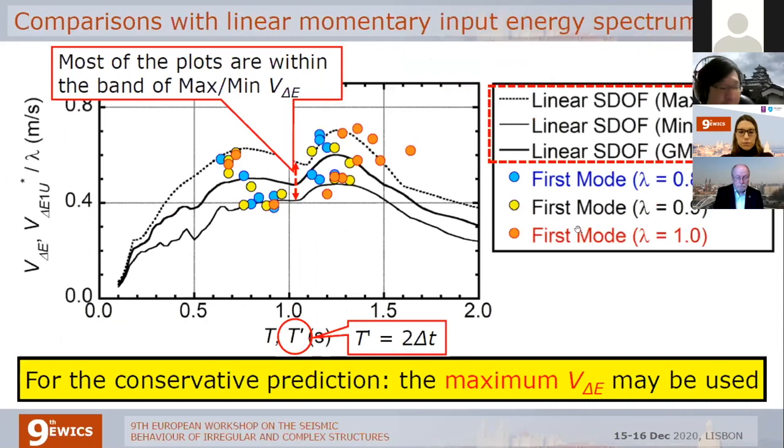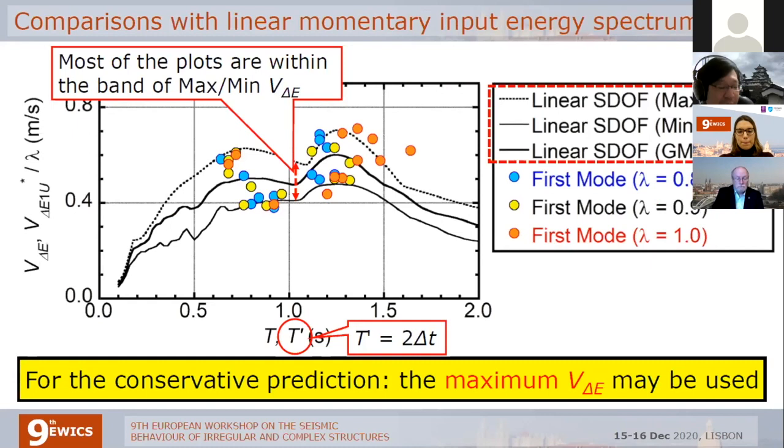So finally, the equivalent velocity of the maximum momentary input energy is compared to the linear spectrum. These linear V delta E spectra are obtained by rotating horizontal axis, and the response period of the nonlinear first mode response, T dash, is defined from the time for a half cycle of structural response. As you see, most of the plots are within the band of the maximum and minimum linear spectra. Therefore, for the conservative prediction, the maximum V delta E spectrum may be used.